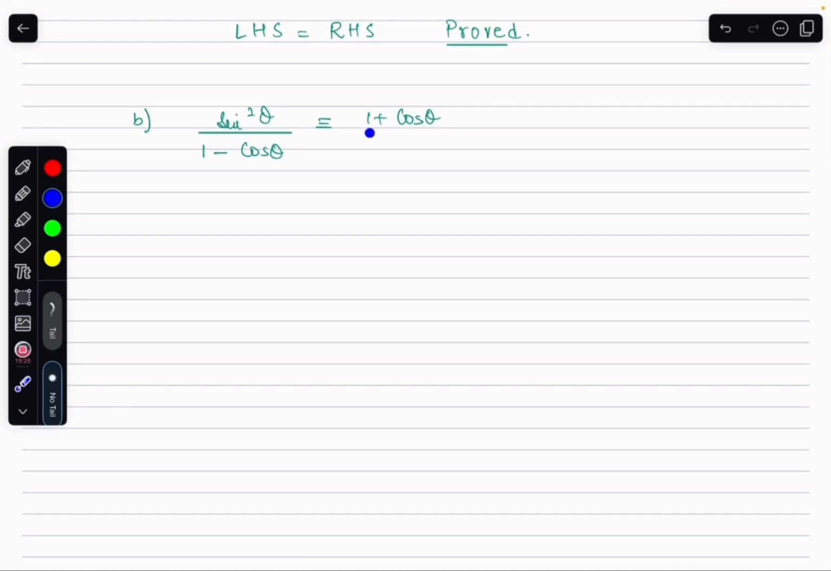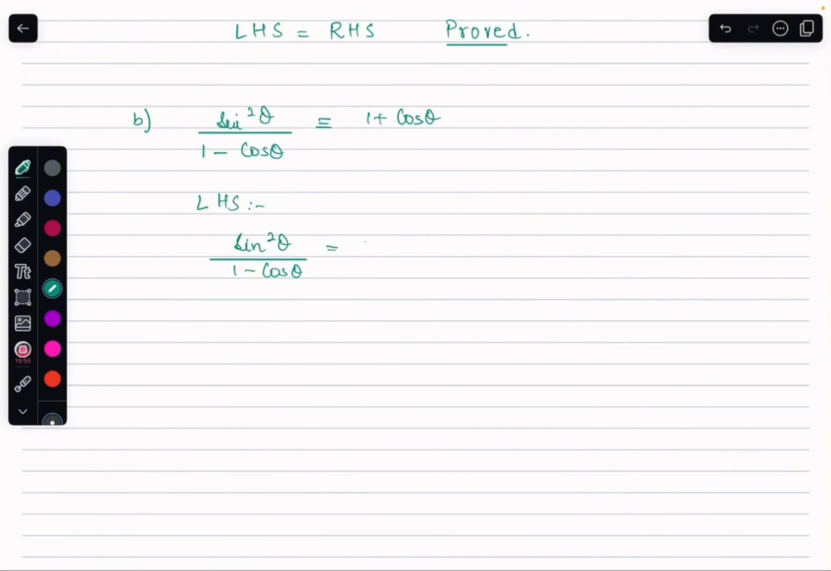So here it's just 1 plus cos theta on the right side, and I cannot solve it any further. I will start solving from the left hand side, which is sine square theta. So starting from the left hand side, it's sine square theta divided by 1 minus cos theta.